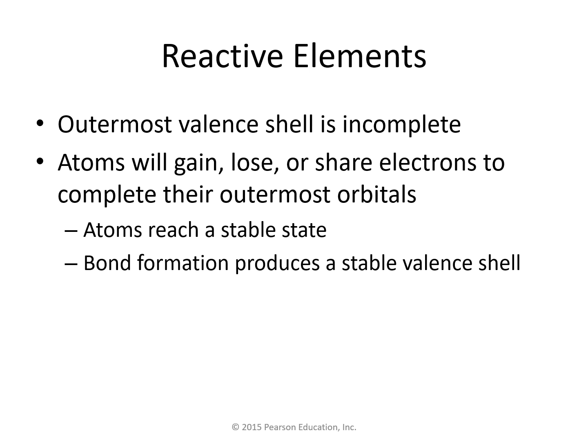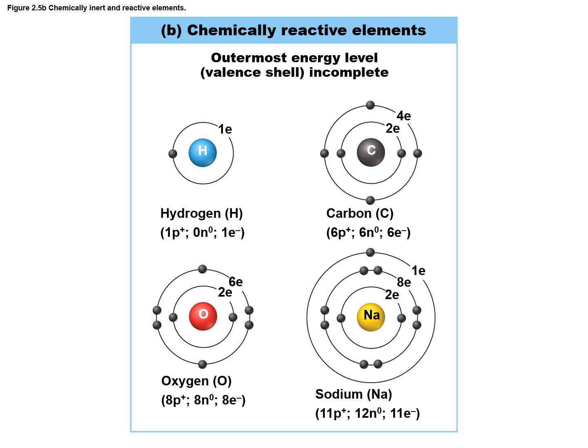And so when atoms reach a stable state, the bond formation produces a stable valence shell, right? So many of the bonds that we're going to see, not all, but most of them, are going to form these very stable bonds in which the outer shell is going to be complete, because many of these atoms are going to end up sharing electrons with one another to complete their outermost shell. Okay. So this is an example of our chemically reactive elements.